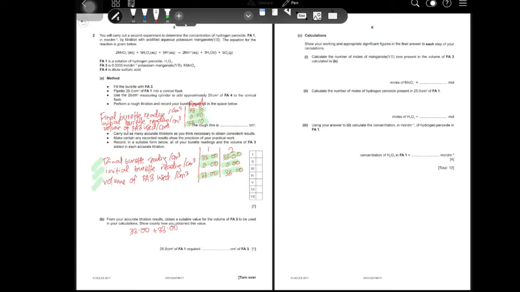That will be adding both of the accurate titrations and dividing by 2. So we have 33.00 cm cubed. Calculate the mole of manganate ion present in the volume of Fa3 calculated. We know that the molarity of Fa3 is 0.03, so we can multiply that with the accurate titration to get the mole. However, the volume used is in cm cubed, so we need to convert it into dm cubed.